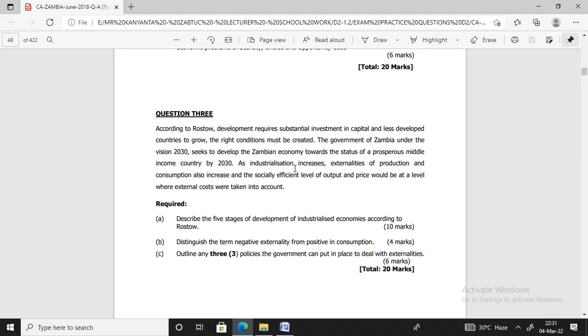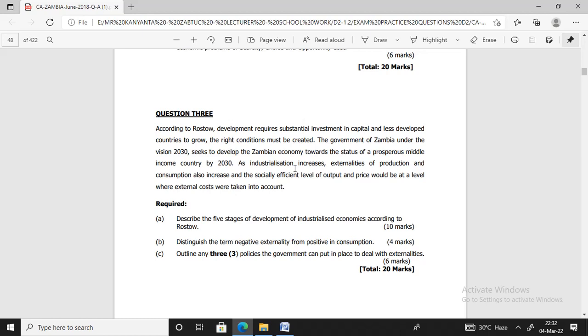The third one is where you can give pollution permits. Pollution permits is where you give firms an allowance to pollute to a certain extent in a given period of time.